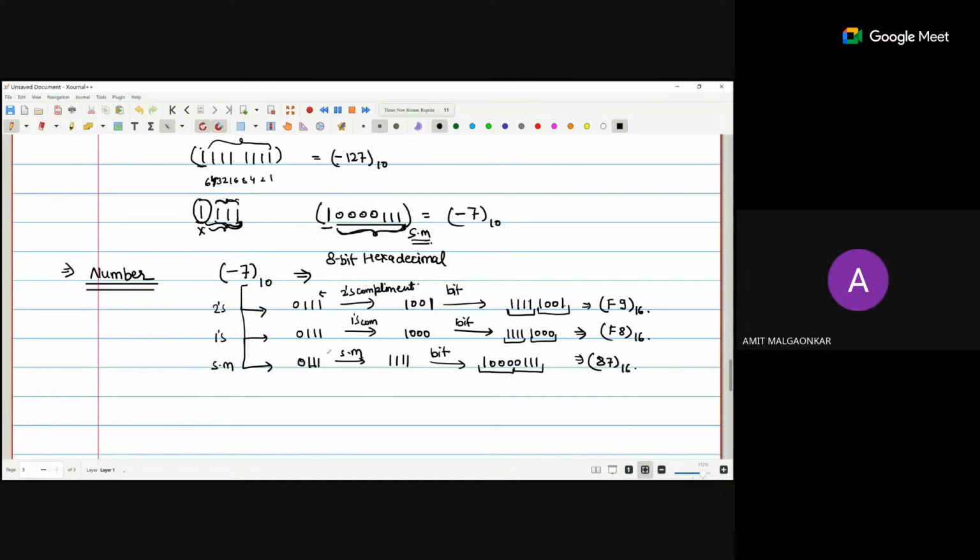Sir, here if instead of -7 we have +7 and we are asked to do this, then the 2's complement number will be just 0001111, and we do not require this step. So it will be just 00001111. And one's complement will also be the same. Only the sign magnitude, okay, the sign magnitude will also be the same, right? Also the same.